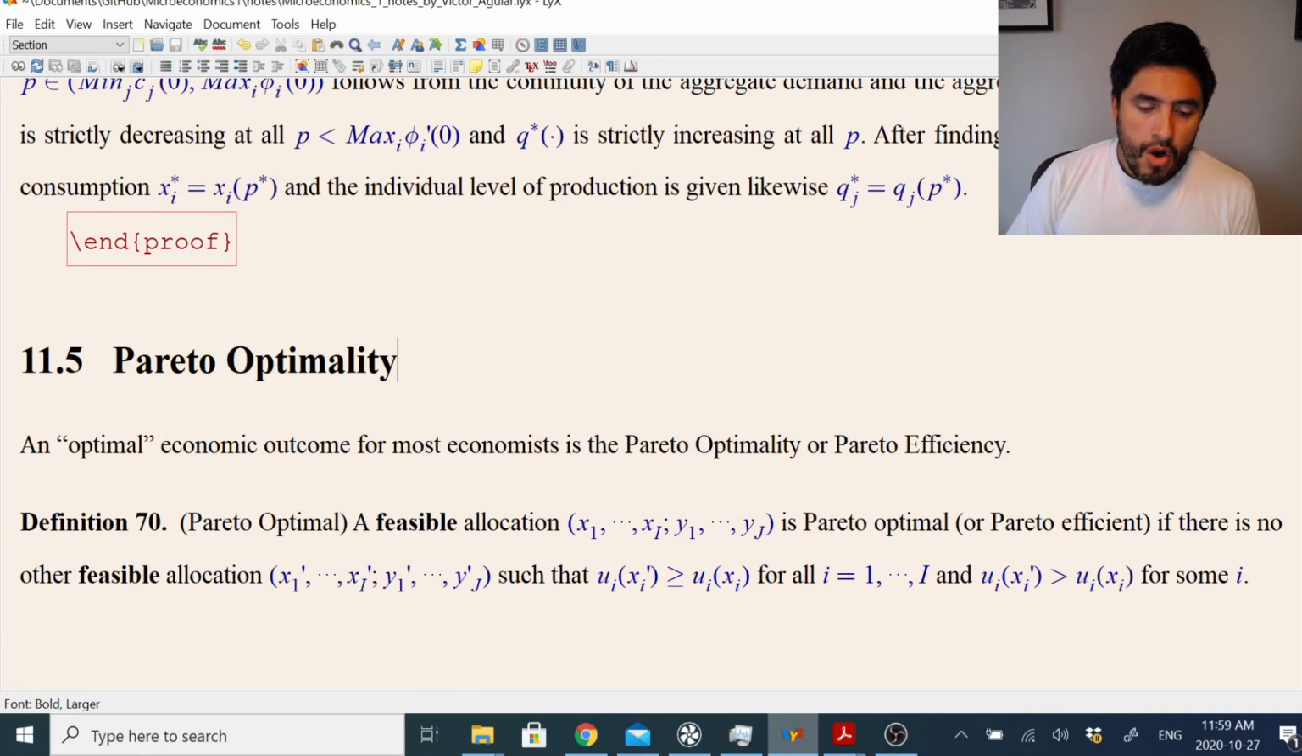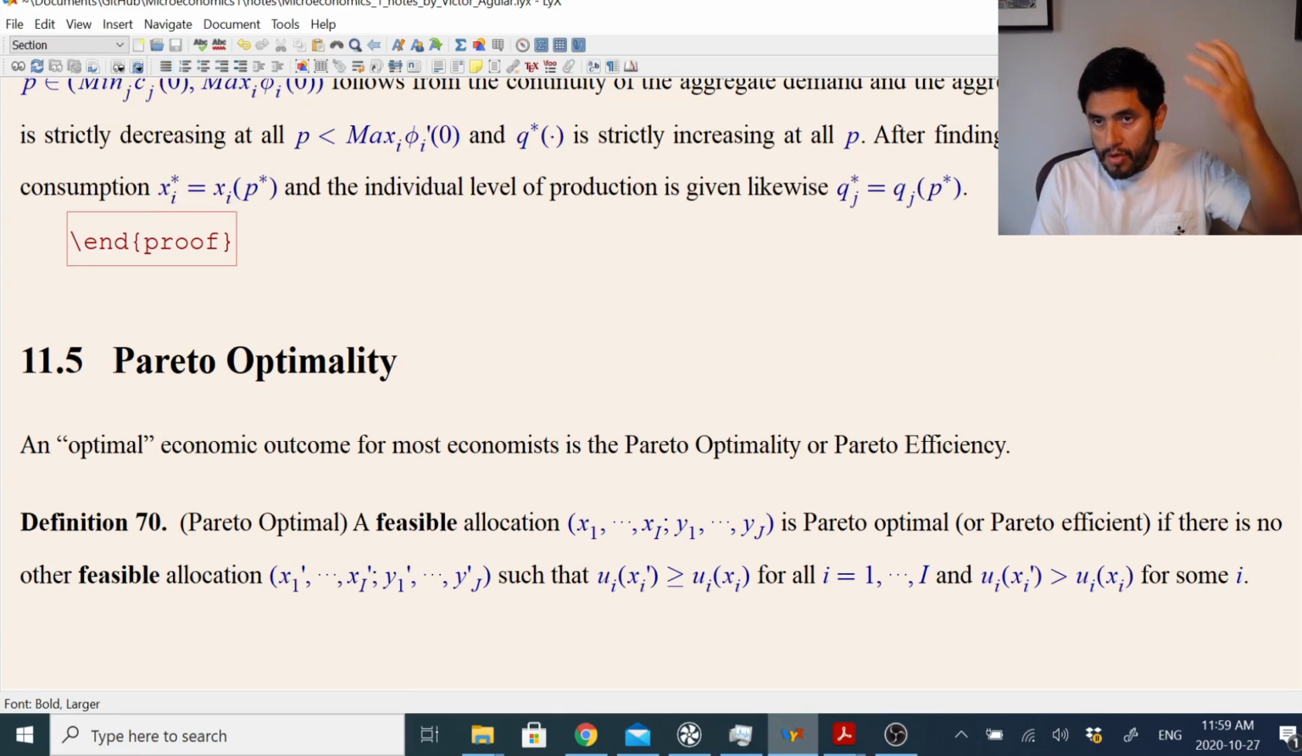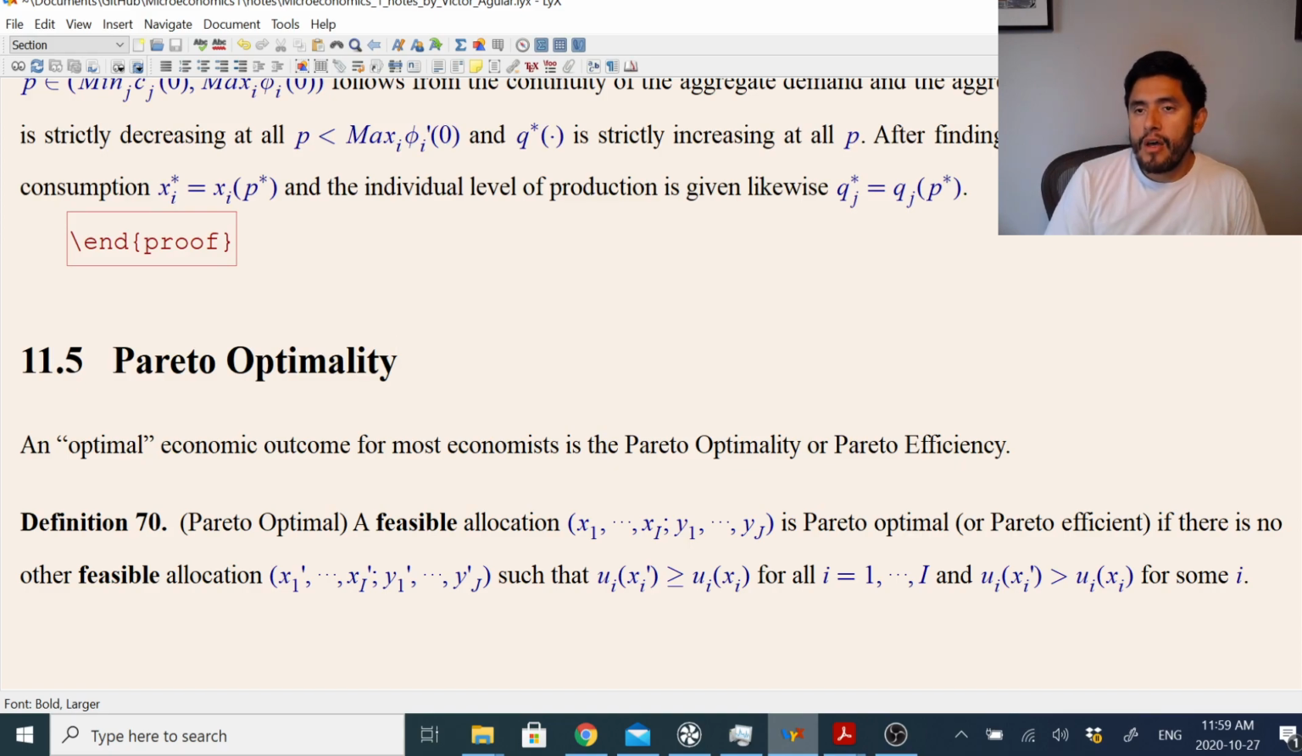Now, okay, so this is cool. Now we have a working model. Now we need to understand what to do with this model. And in particular, this model has been used to show something very interesting about decentralized systems in these economic setups.